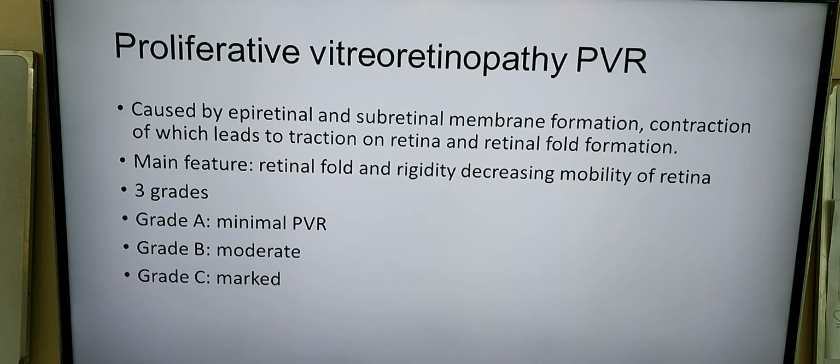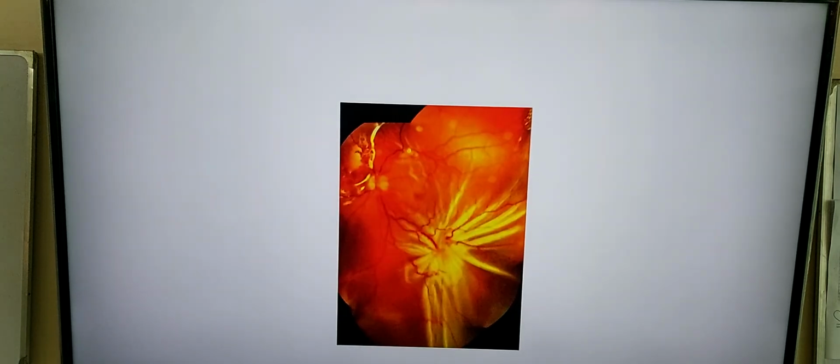Main features are retinal folds, rigidity, and decreasing mobility of the retina. There are three grades of proliferative vitreoretinopathy: grade A minimal, grade B moderate, and grade C marked. This picture shows the PVR. This shows scar tissue and the retinal folds can be seen here.